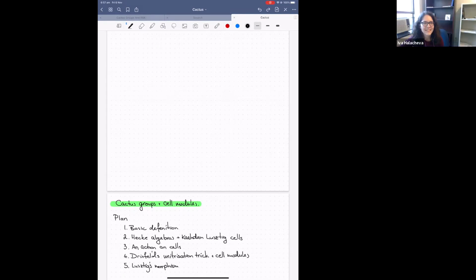So the plan for the talk is just to give you the basic definition of the cactus group and some motivation, a little bit about where it comes from. I'm going to tell you about Hecke algebras and what cell modules are. So that's just some background. And I'll tell you how this cactus group acts on these cells, and then we'll get to talking about how it acts on cell modules via this thing called Drinfeld's unitarization trick, and then there'll be a very short thing at the end where I give you another little result. So that's basically the plan. Let's jump into it.